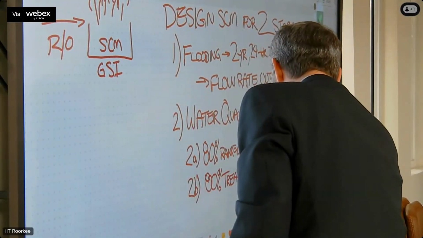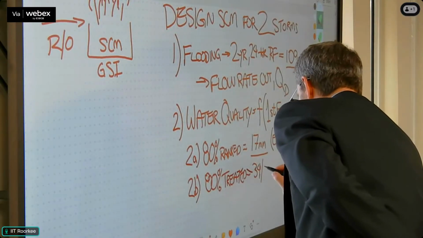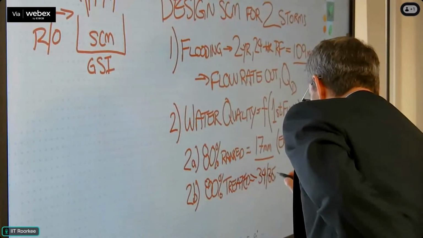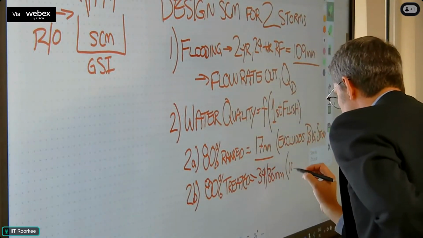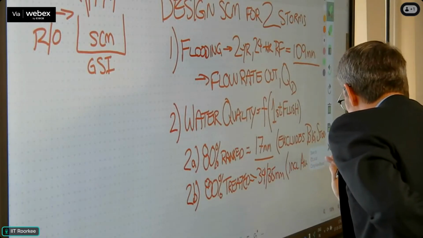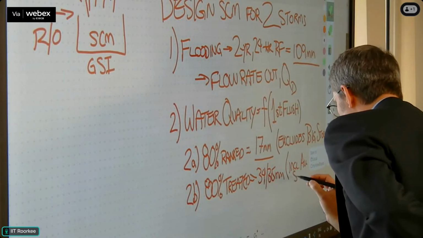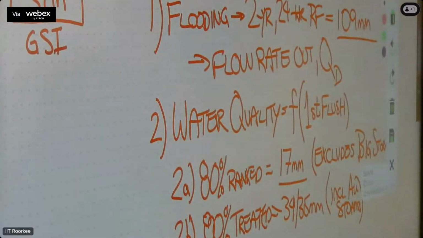All right, which includes the big storms. We get something like 34 or 35 millimeters, and that includes all storms. Okay?